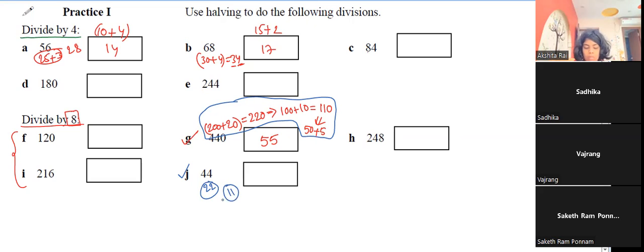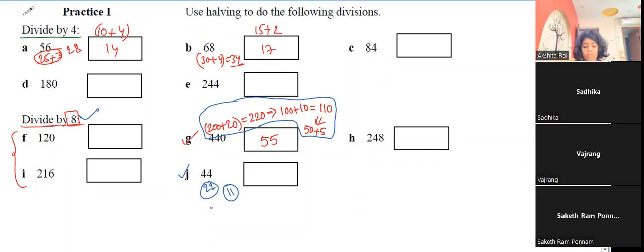Is that your answer or anything to do? That's my answer. No, here you are dividing by 4 or 8? You are dividing by 8. See the question. Divide a given number by 8. From F to J, you have to divide given numbers by 8.